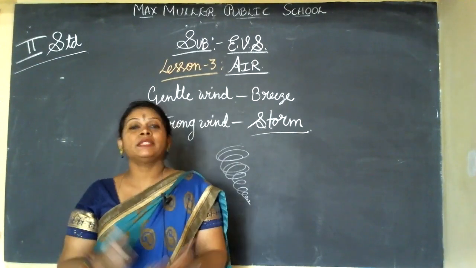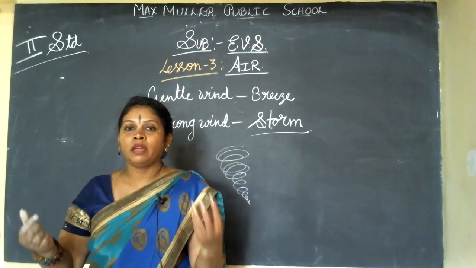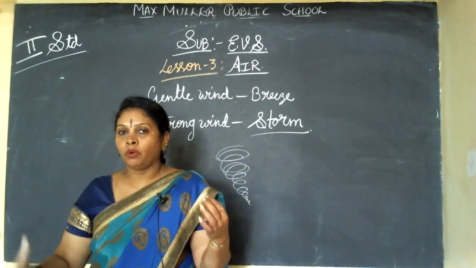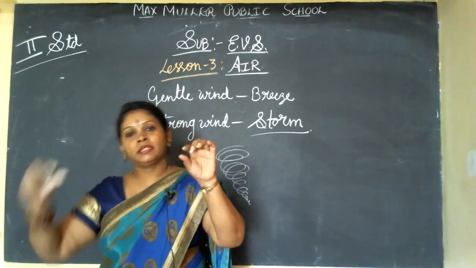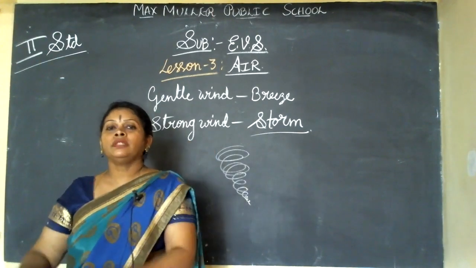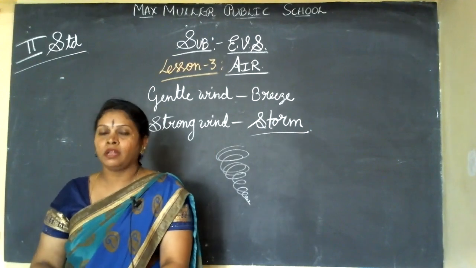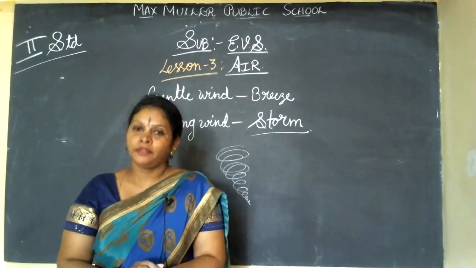And one more is air has weight. You are holding a balancing stick with one balloon without blowing and one more blown balloon, and on the blown balloon side, the balancing stick goes down because the air is filled in that, it has got weight, so it goes down. And with that experiment, you have proved that air has weight.